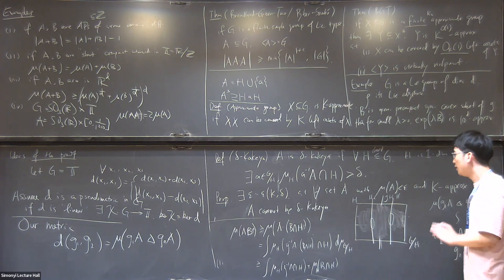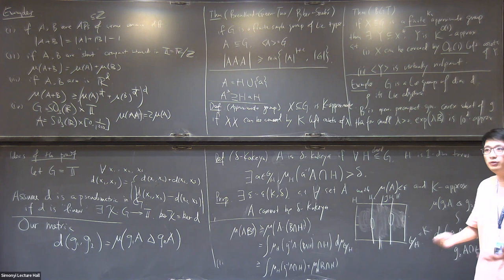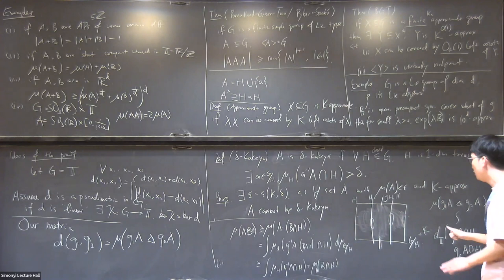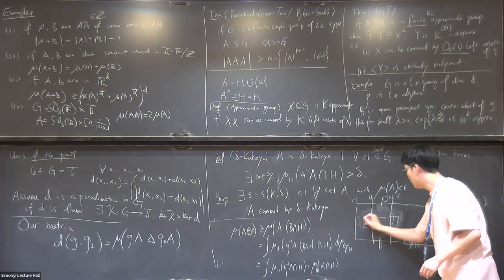And usually if G mod H is already compact, it's all right, because in the worst case scenario you just have everything compact and short fibers, like a strip. But if this is not compact, so this is infinity, then you have expansion horizontally as well.